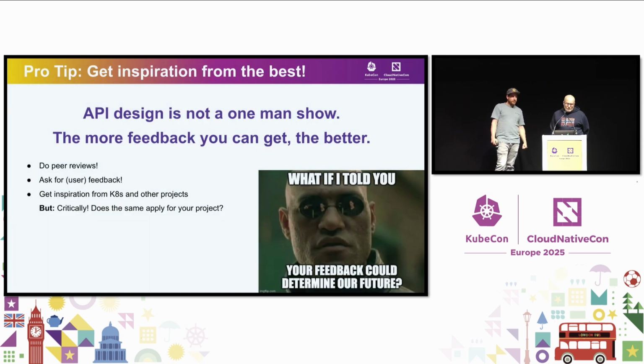And the last pro tip for today is get inspiration from the best. API design is not a one-man show, and consider getting feedback where you can, like peer reviews, asking users, taking a look at other Kubernetes projects or Kubernetes API types themselves, but critically think about whether the same applies to your API and if you should do it this way or just adapt some parts of it. You could even ask an AI, but consider thinking about it again.